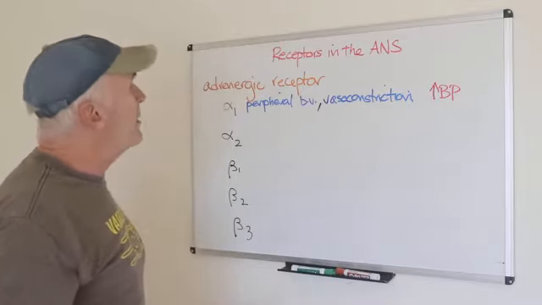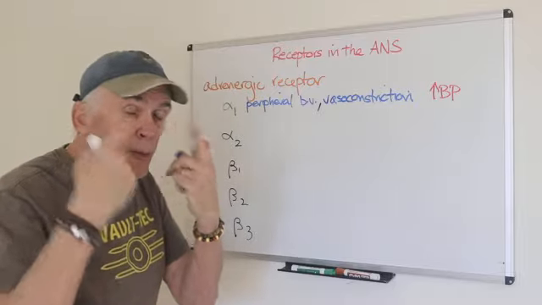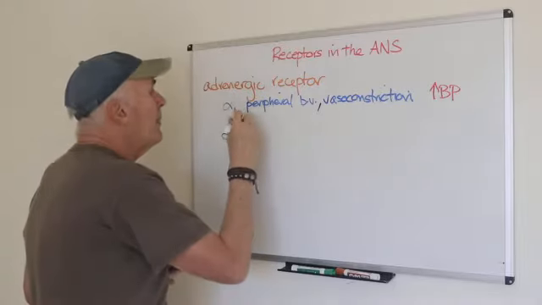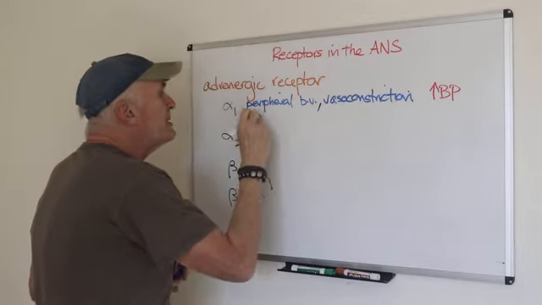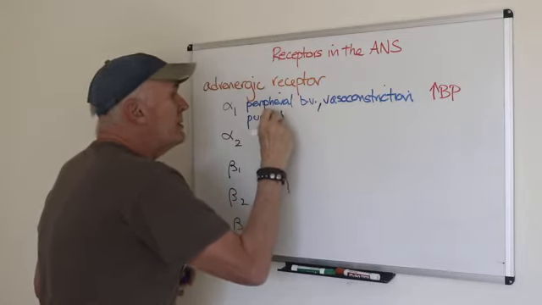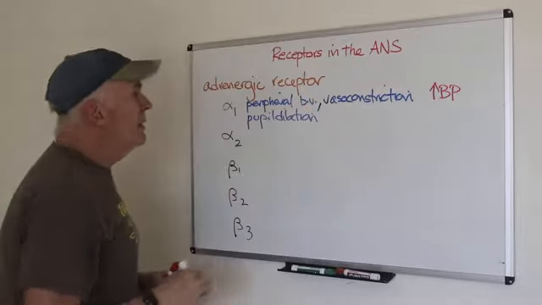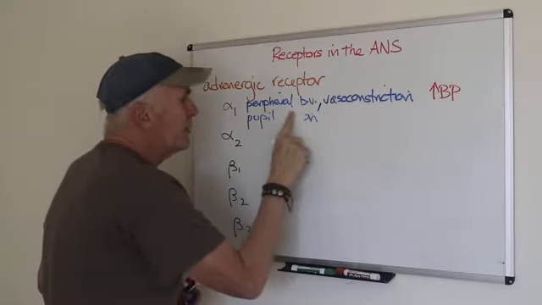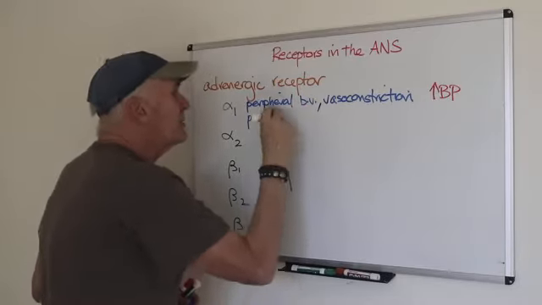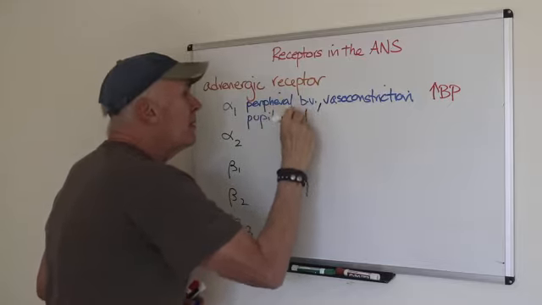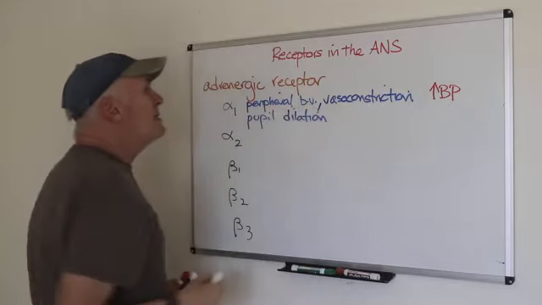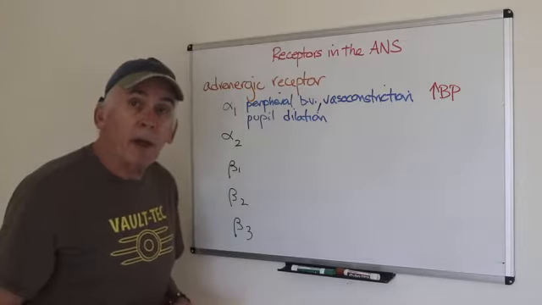Another place alpha 1s are found is in your pupils, well, in your iris. And what they do is pupil dilation. So once again, can you see why the sympathetic nervous system would want pupil dilation? In a crisis, you want to be able to see better, all right?